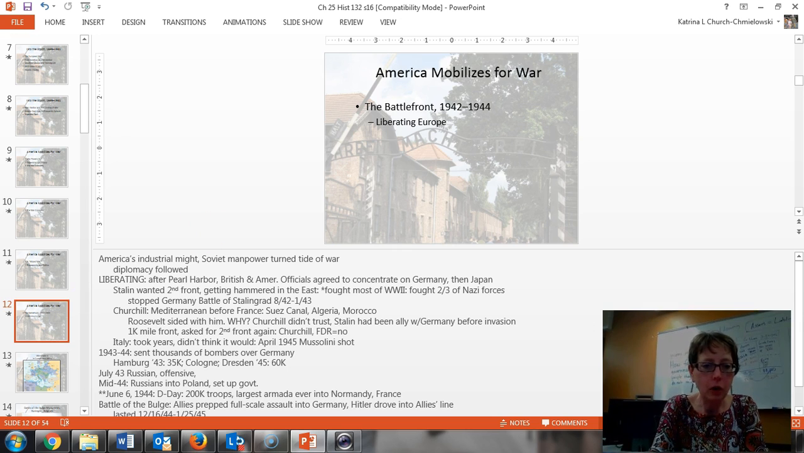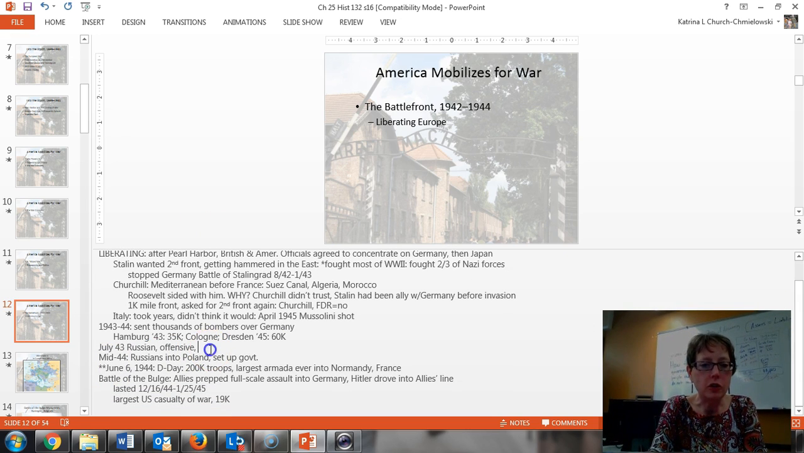Okay, so in 43, in July, the Russians started the offensive. Okay, and by mid-44, the Russians were slowly eating up Poland, okay? So they were pushing back, and they had been able to stop the Nazis and head back west, okay? And on June 6th of 44, as they were starting to come west, Churchill and FDR opened that second front where? The major second front was where? Normandy, yes. D-Day. Okay, June 6th of 1944, D-Day.